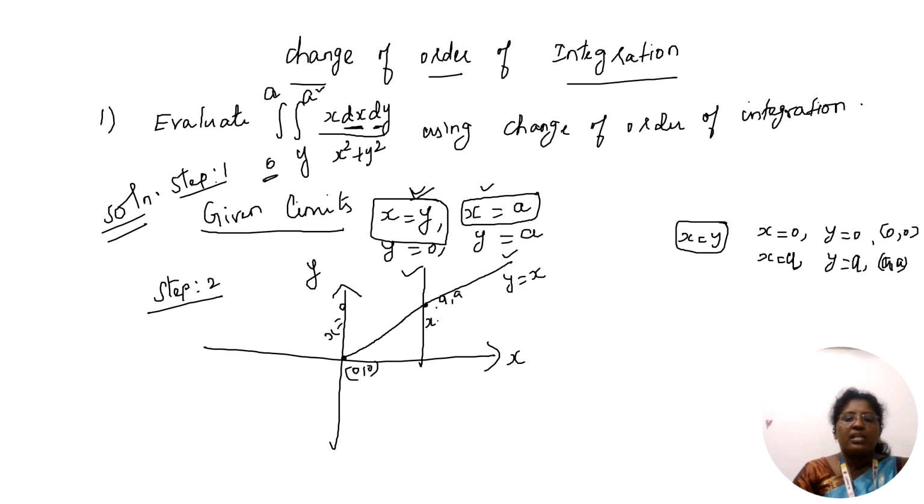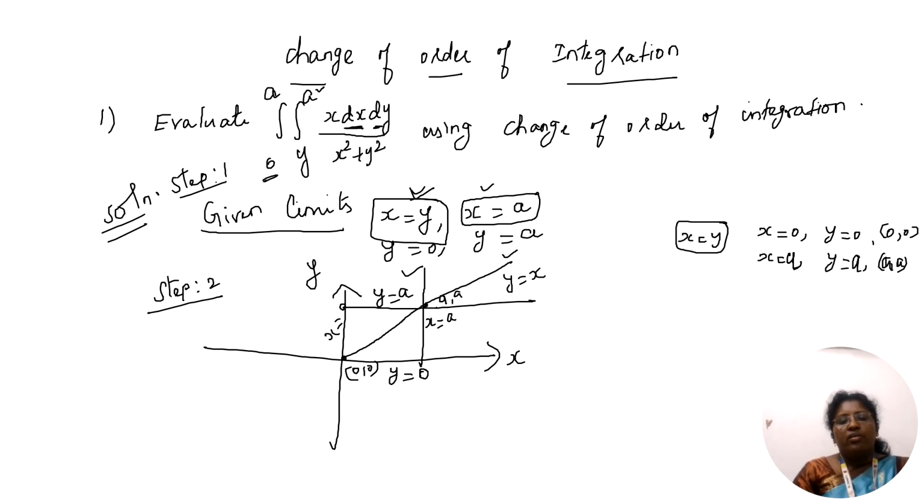So this line is x equal to a. Then draw y is equal to 0. Y is equal to 0 means this is the x axis. So this line is y equal to 0. Then to draw y is equal to a, y equal to a is parallel to this x axis. So this line is y is equal to a.